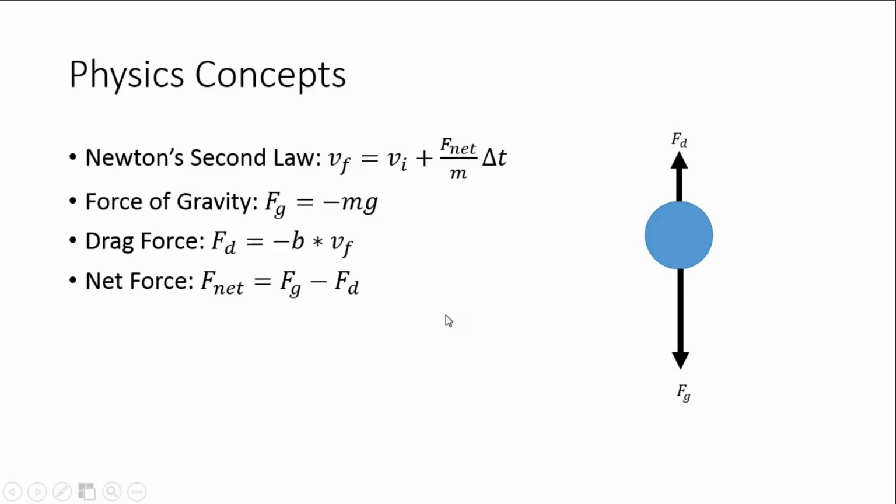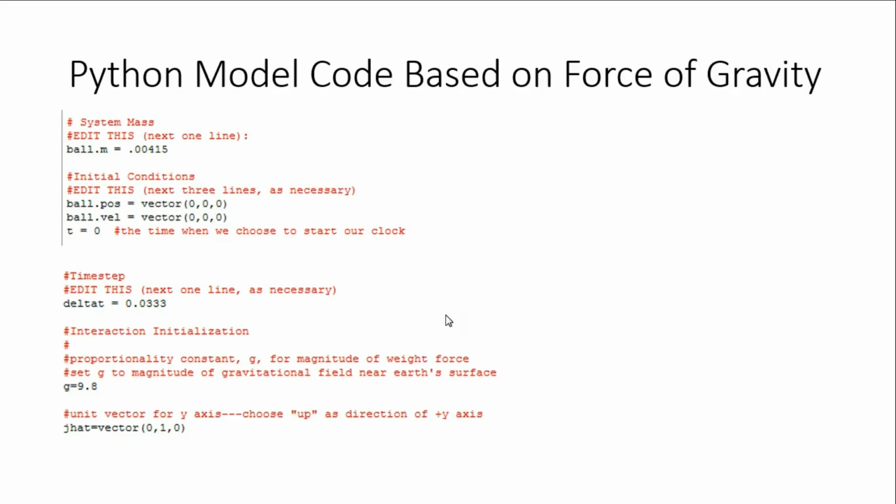The force of gravity is equal to negative mass times gravitational acceleration, which is 9.8 meters per second squared. The drag force is equal to negative b times the velocity final. b is a constant that varies depending on the shape of the object. Certain shapes give more air resistance than others, resulting in different b values. And so the net force in this experiment will be the force of gravity minus the drag force.